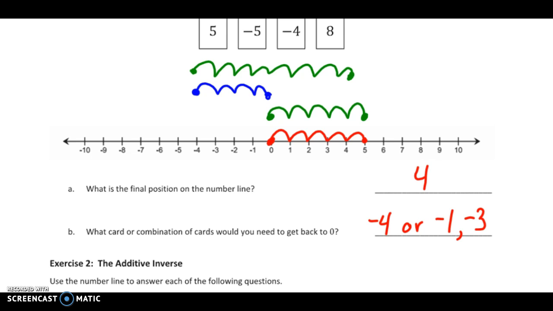Again, if you need anything from this video, make sure you pause it before it goes away. Otherwise, you'll be ready for the next concept.